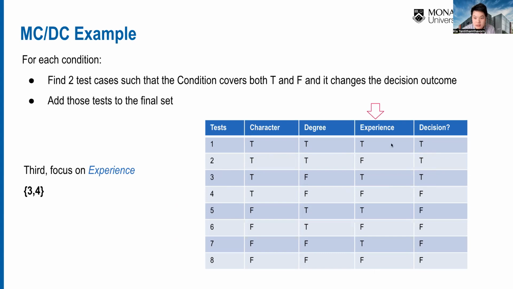Experience, let's start with 3. Experience is true, so we want to find another one where the experience is false. It's flipped, but the character and the degree are the same. It should be this one. And the decision is flipped as well. So 3, 4 is a good test case.